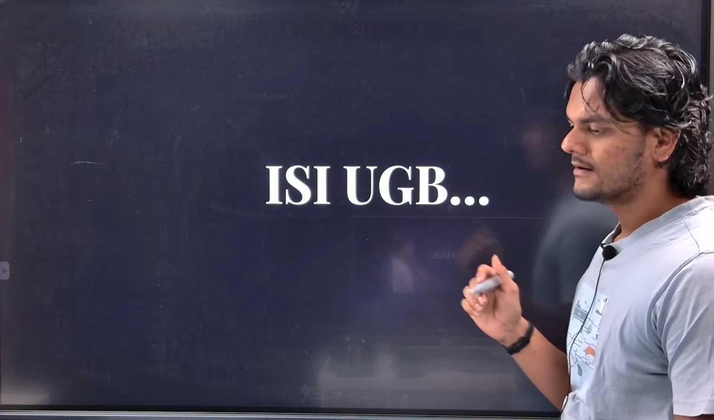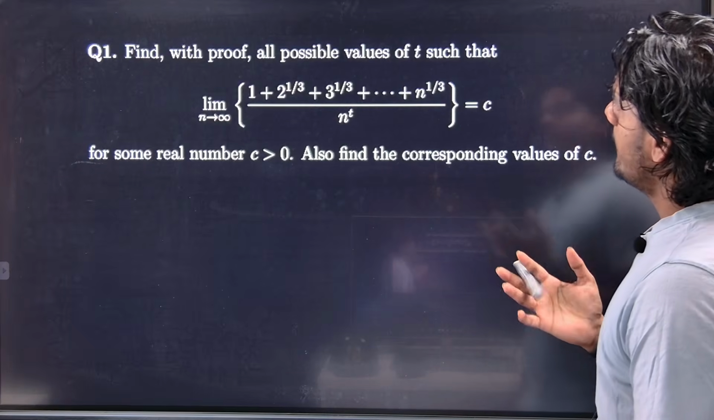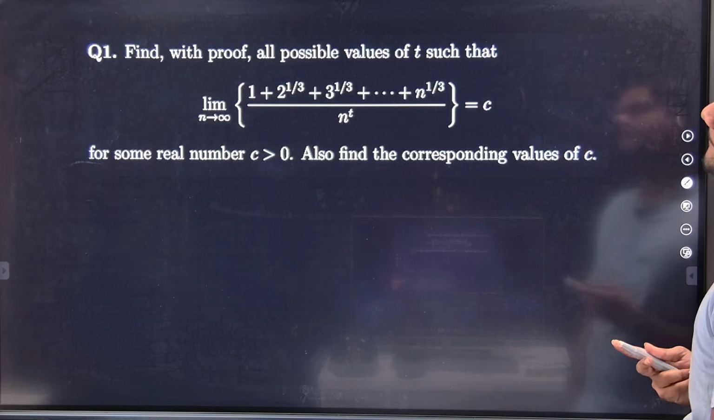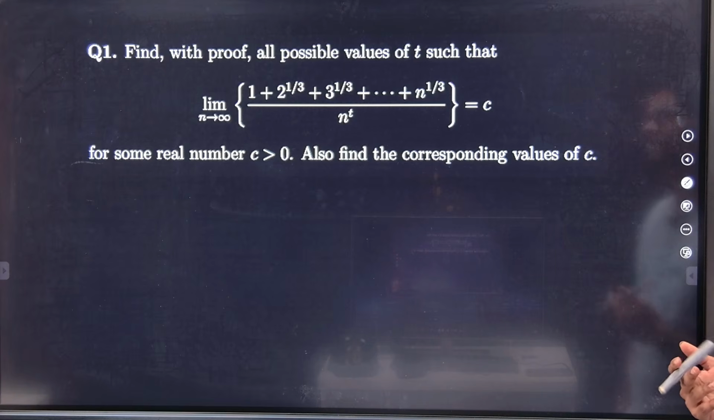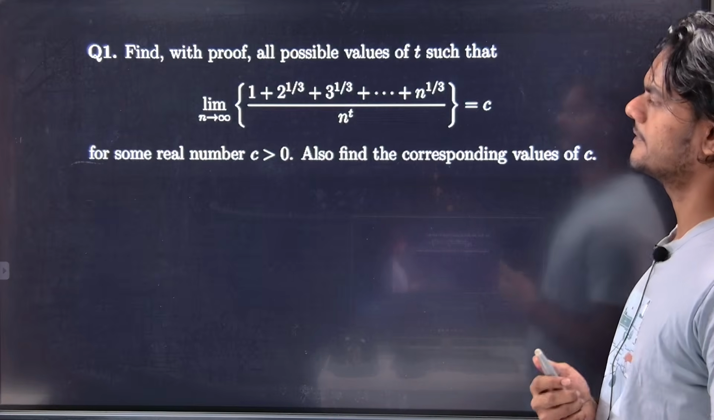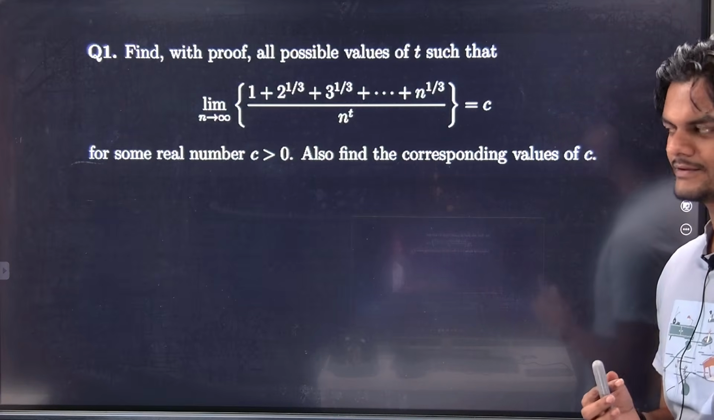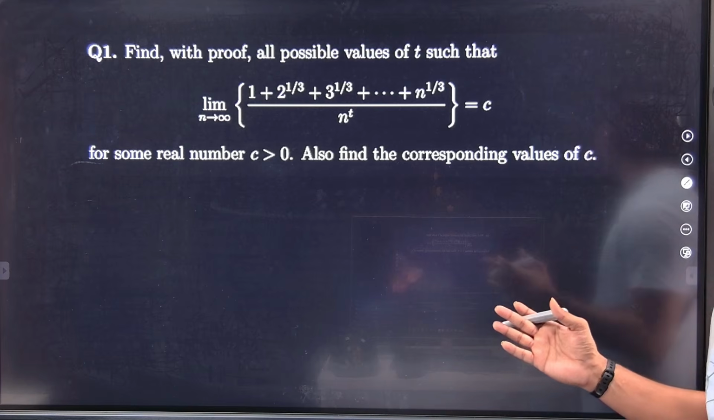Find with proof all the possible values of t such that this happens. This is more of a JEE Advanced type of question, isn't it? So I hope you can figure it out immediately. I hope you have paused the video and tried it for yourself.